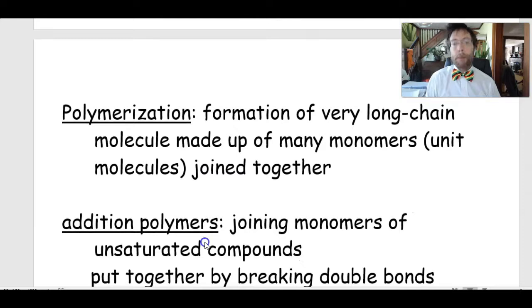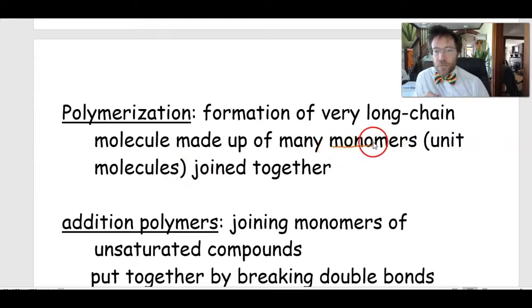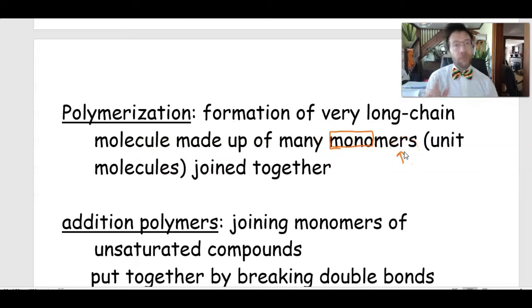Moving right along. Polymerization. On this one, we're going to get a little bit tricky. Polymerization is where we make really, really long chains of molecules, and these are made up of monomers. Mono meaning one, mer meaning units, right? So a polymer, many units. This is where we take a bunch of the same things and we link them together, okay?